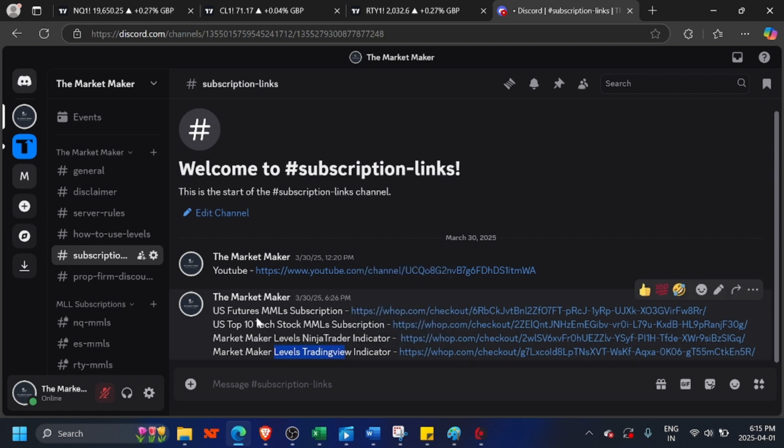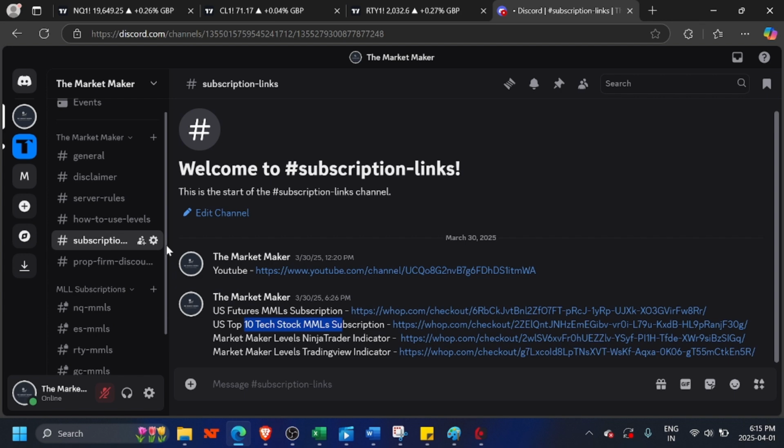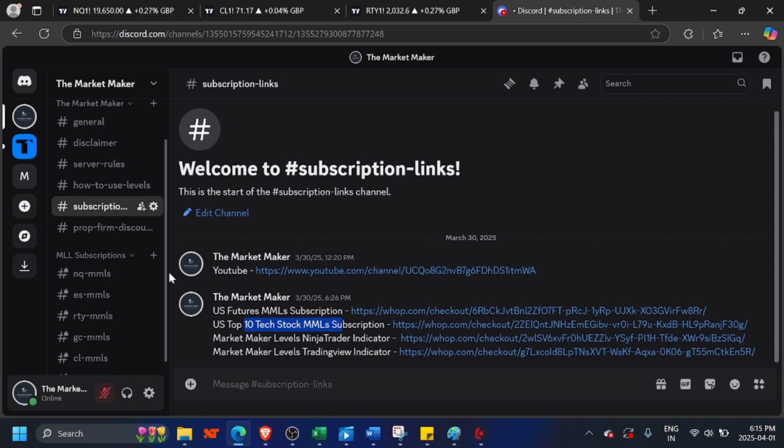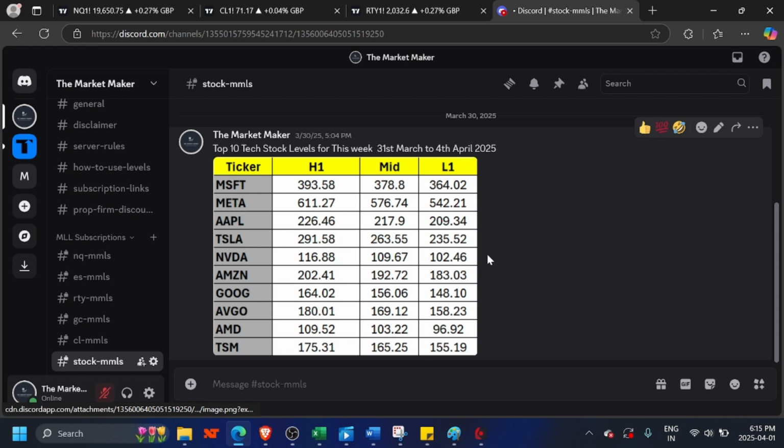I also do the market maker levels for stocks if you're interested in trading stocks, but it's just 3 levels for each stock, and there are only 10 tech stocks. I'll show you the levels for this week for free. It's not a problem for me. So for Microsoft, 3 levels, Meta, 3 levels, something like this. So you'll get 3 levels for all these top 10 tech stocks for the entire week, and you can plan your trade.